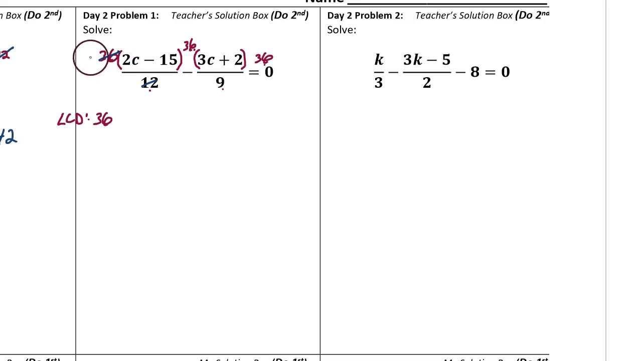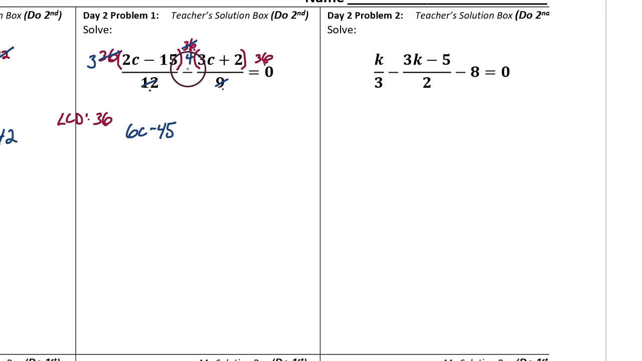12 goes into 36 3 times. 9 goes into 36 4 times. And 36 times 0 is just 0. Okay, let's write down what this makes when we multiply. 3 times 2c is 6c. 3 times negative 15 is negative 45.